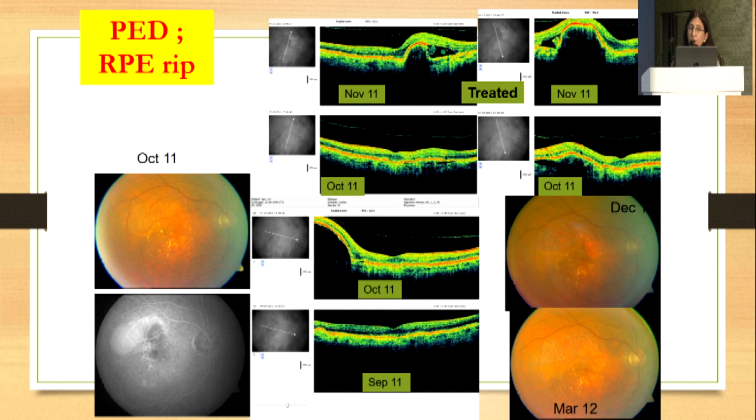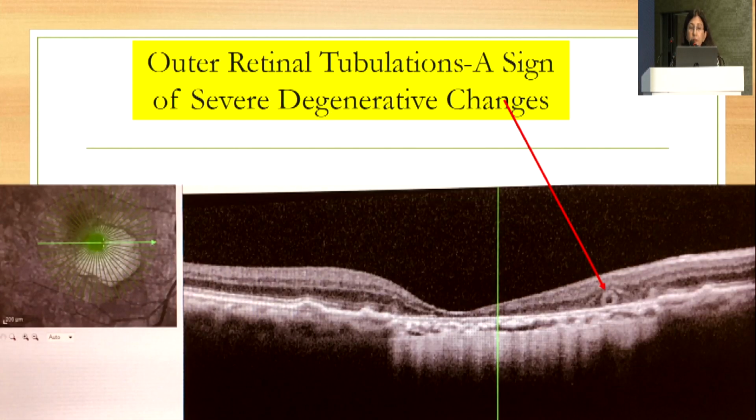One term I would like to mention here is RPE rip. At times when we have a very big bullous tense PED, there can be a rip of the RPE, like you see your RPE rip here, and the patient will come with sudden vision loss, and usually it has a very poor visual outcome. At times you may see a change like this, outer retinal tubulations, which is a sign of severe degenerative changes.